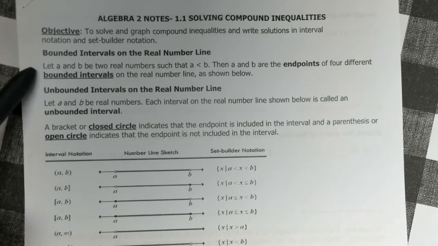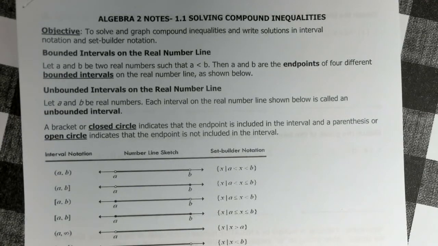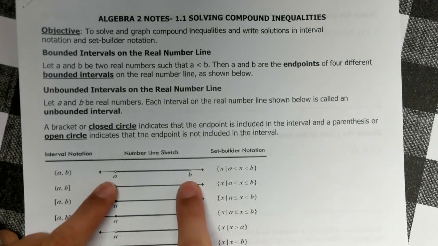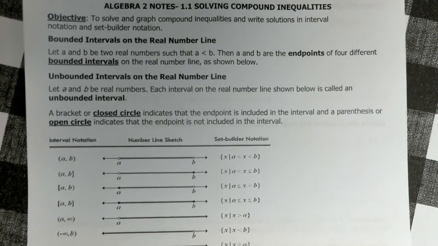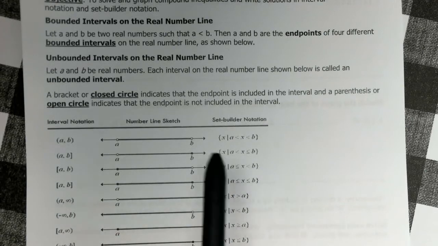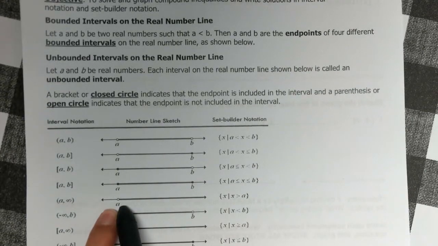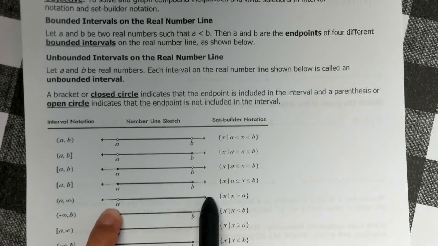So for bounded, if you have two numbers, A and B, where A is less than B, then those are the endpoints of 4 different bounded intervals on the real number line. So if you have two set boundaries like this, that is a bounded interval, okay? It's kind of like a segment from geometry, if you remember that, okay? And unbounded is where you've got the same A and B real numbers, but you only have one boundary, and it goes on to infinity. So kind of like a ray in geometry, okay?